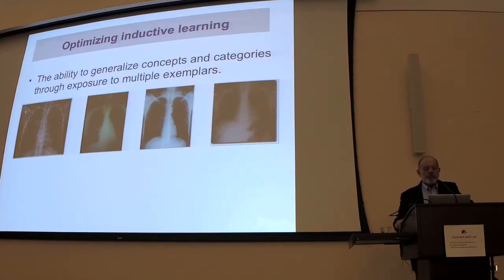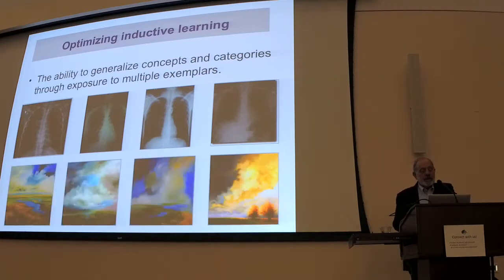Okay, what about optimizing inductive learning? This is a very important category of learning in all of your fields, whether it's science, literature, whatever. What that refers to is the ability to generalize concepts and categories through exposure to multiple exemplars. So if you were a physician learning to read x-rays, each x-ray you read from a new patient is novel. You need to make judgments based on what you've extracted from prior exposures. So this might be a sample of things where you're trying to extract some commonality that would let you make a judgment.